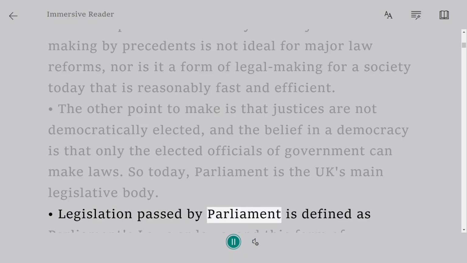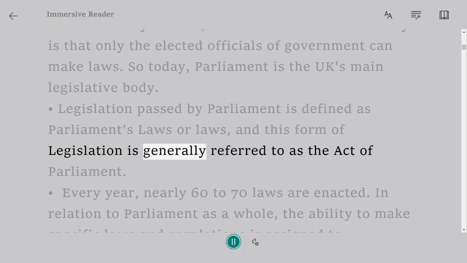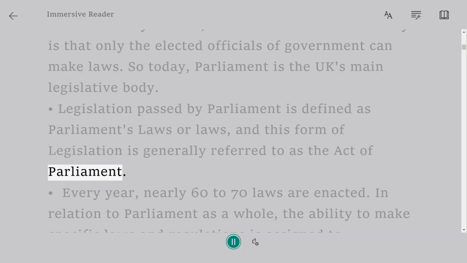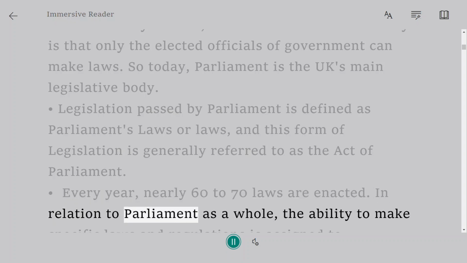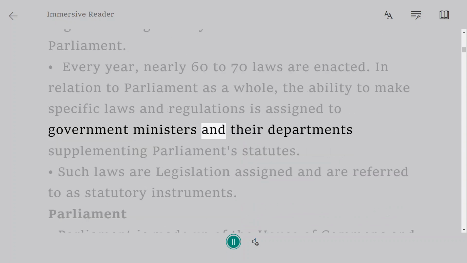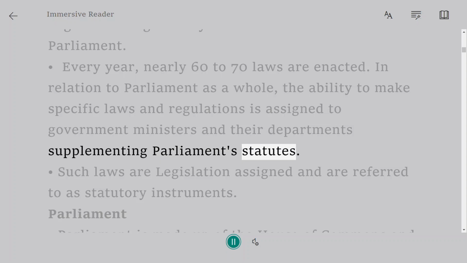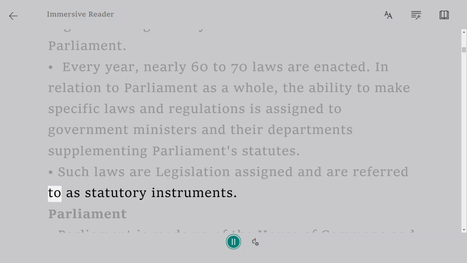Legislation passed by Parliament is defined as Parliament's laws, and this form of legislation is generally referred to as the Act of Parliament. Every year, nearly 60 to 70 laws are enacted. In relation to Parliament as a whole, the ability to make specific laws and regulations is assigned to government ministers and their departments, supplementing Parliament statutes. Such laws are legislation assigned and are referred to as statutory instruments.